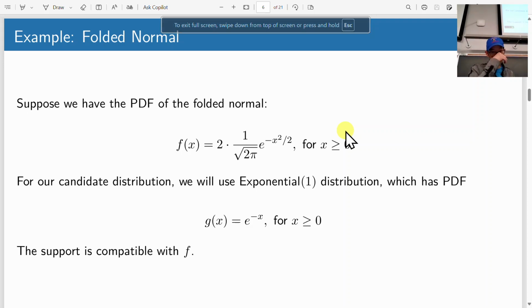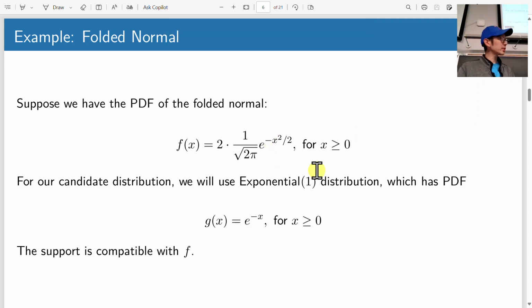Folded normal, we're doing something very similar, except this time our proposal distribution is going to be the exponential distribution. The exponential distribution is going to propose values closer to 0 a lot more frequently, and it can technically propose values as high as positive infinity, but the probability of proposing values as you get higher and higher gets lower and lower.